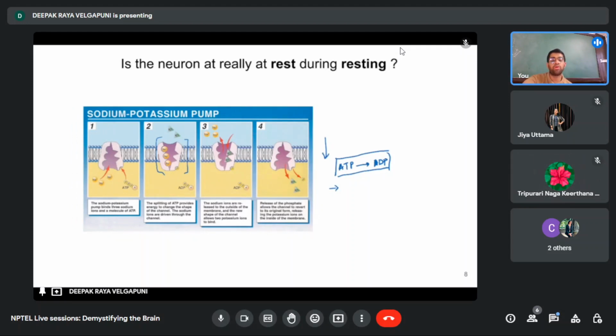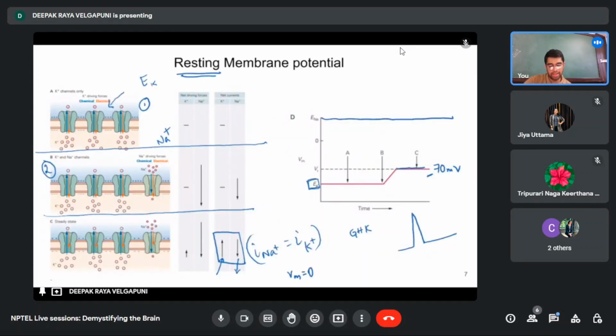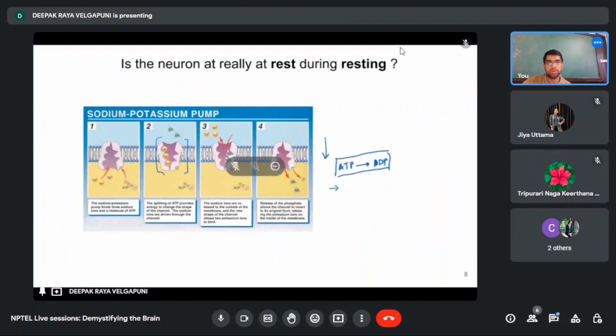And since we don't want the currents, as you have seen in the previous slide, to be like this for a long time. If it is like this, there is continuous inflow and continuous outflow of K plus, and then there is no charge separation. I just want to highlight that the neuron is not actually at rest during the resting membrane potential, and there is some activity going on. And this is the sodium potassium pump, which maintains the resting membrane potential.